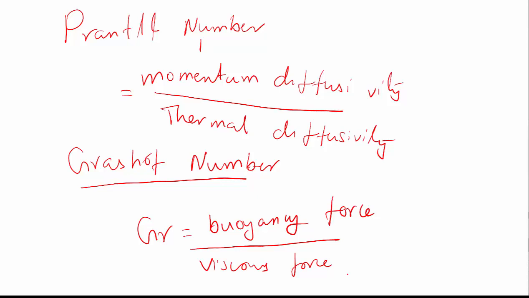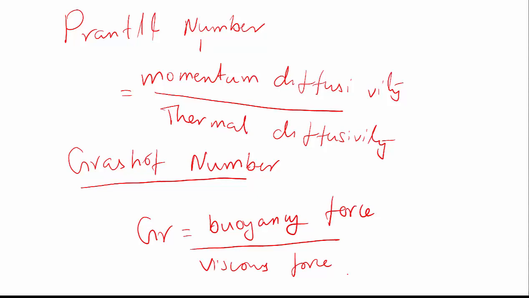Okay, for free convection, the main parameter is the flow condition. Whether the flow is laminar or turbulent, the classification is based on the Reynolds number. But in the case of natural convection, the classification is based on the Grashof number. The main important number is the Grashof number instead of the Reynolds number. The Reynolds number is also important in natural convection, but the main parameter for natural convection is the Grashof number.